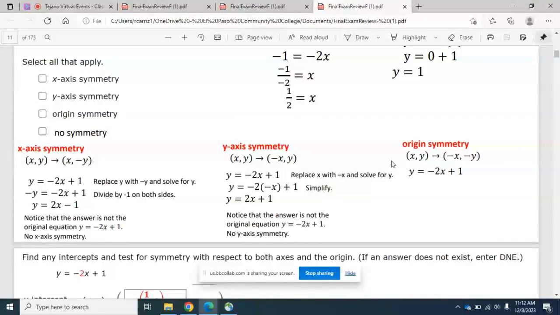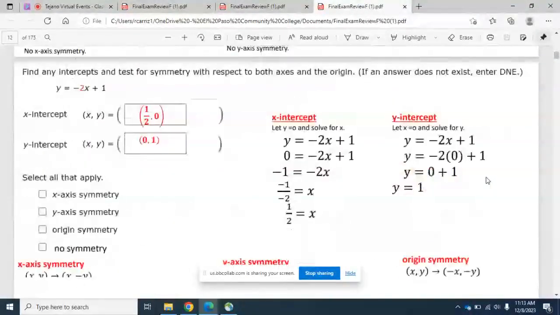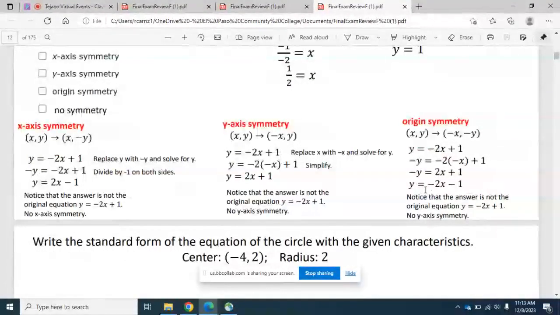And then finally, to check for origin symmetry, we'll replace both x with negative x and y with negative y, and we would solve again for y. And if we do this, again, we end up with a different equation. We get y is equal to minus 2x minus 1. So it's not the original equation. So this linear equation has neither x-axis symmetry, y-axis symmetry, nor origin symmetry.